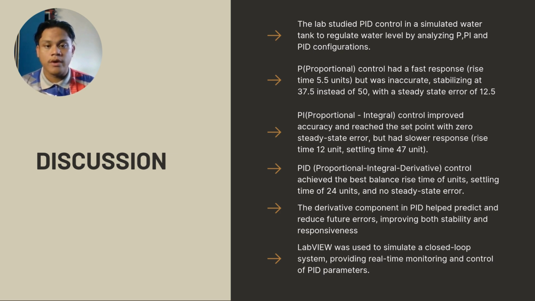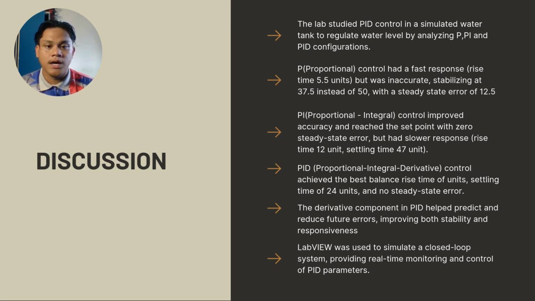So I will present and explain the discussion. What is this study about? This project is about PID control in a simulated water tank or cooler tank to regulate water level by analyzing PID and PI configuration. As we can see here, P control had a fast response. The rise time is 5.5 units, but it was inaccurate. It stabilized at 37.5 instead of 50, with a steady state error of 12.5.